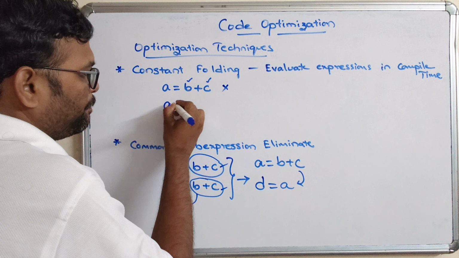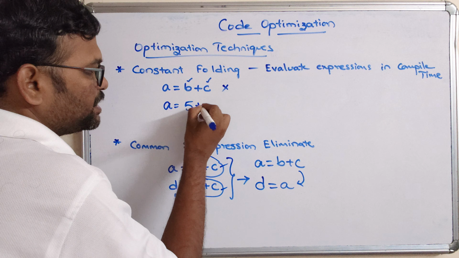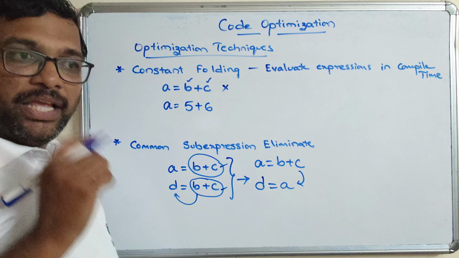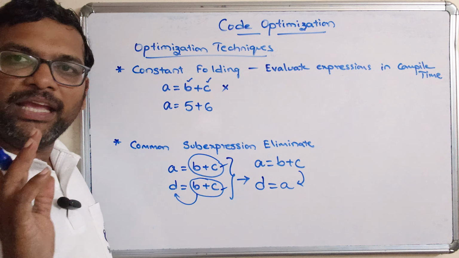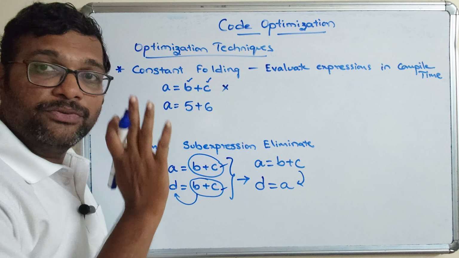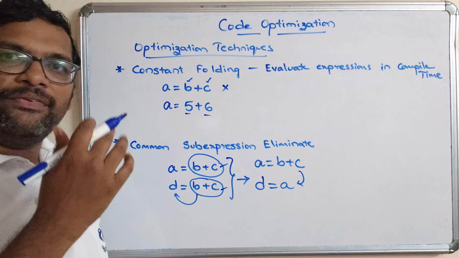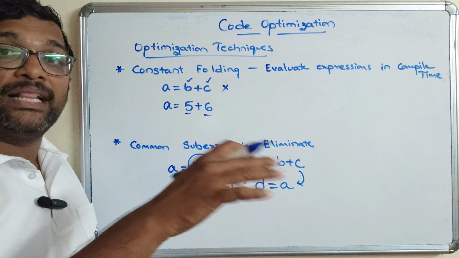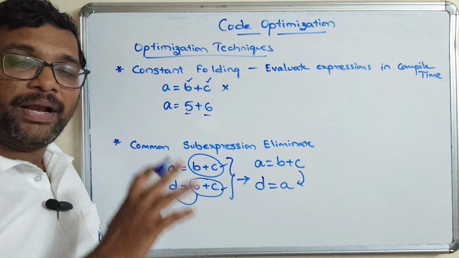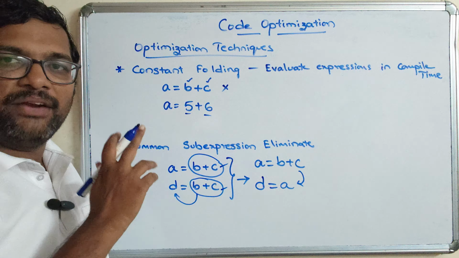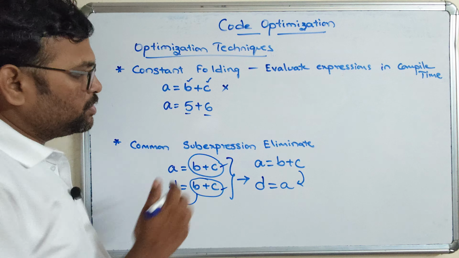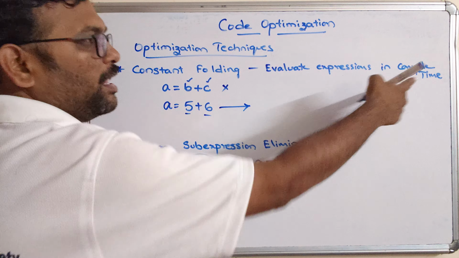But if the same thing happens in this manner, 5 plus 6, here we are not taking any variables. We are taking the values 5 and 6 directly. So in order to perform the addition between 5 and 6, we need not wait till runtime. During the compile time itself, we can compute and store the result. So this can be done at compile time.